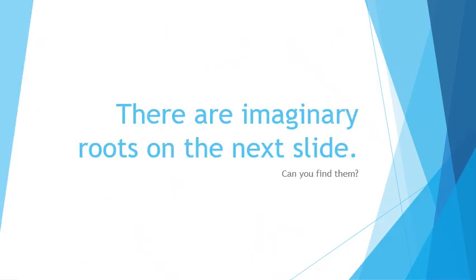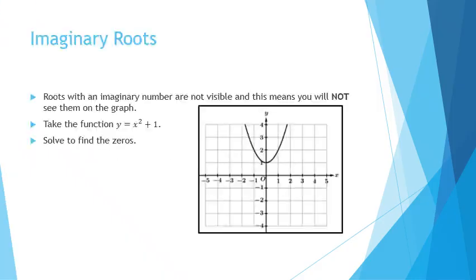All right, so here there are imaginary roots on the next slide. See if you can find them. So there they are, nice and clear, because they are not visible. So roots with an imaginary number, right? Remember, imaginary numbers are ones that have an i term in there, are not visible, and that means you will not see them on the graph. So I think that should be the blank in your notes, is the word "not".